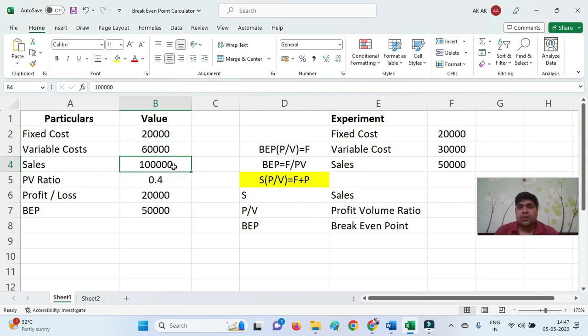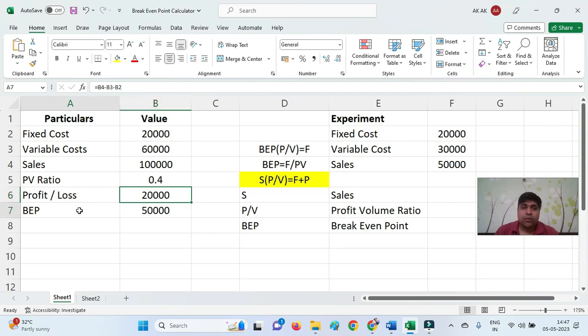Now it is very simple for anyone to calculate the profit. I have written profit/loss. If it is a loss, it will come in minus; if it is a profit, it is plus. You can see in the formula, B4 minus B3 minus B2. It's not rocket science, very simple: 1 lakh minus 60,000 minus 20,000, so 20,000 is the profit.